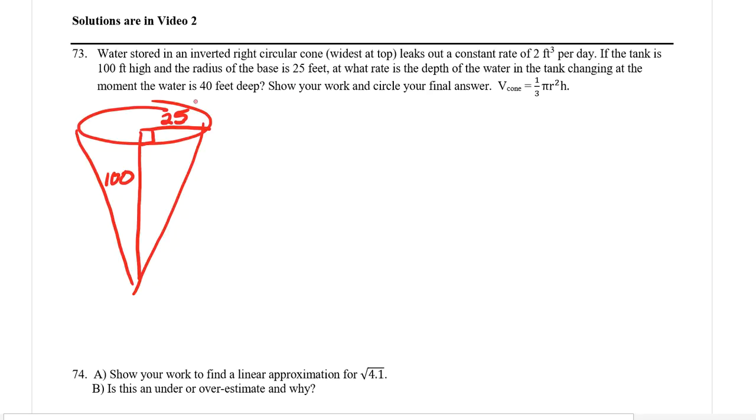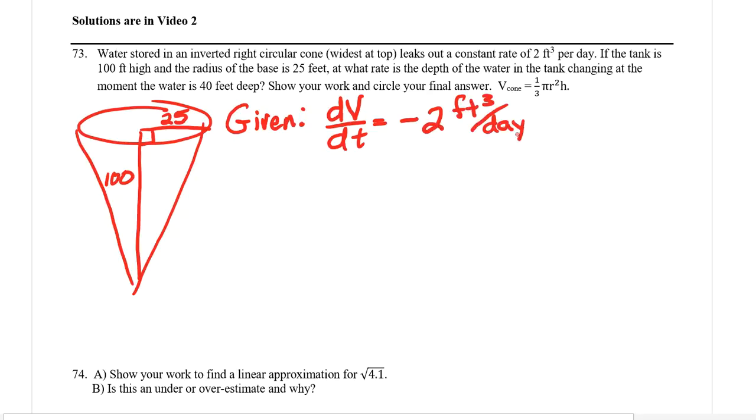So here we're told that water is leaking out of this cone. So the rate that's given is a change in volume with respect to time. And because water is leaving the cone, we're going to make this negative. But look at the units. If you have trouble recognizing what this is, isn't it clear that it's a change in volume with respect to a change in time? And what we're asked to find is how fast is the height of the water changing at a specific case.